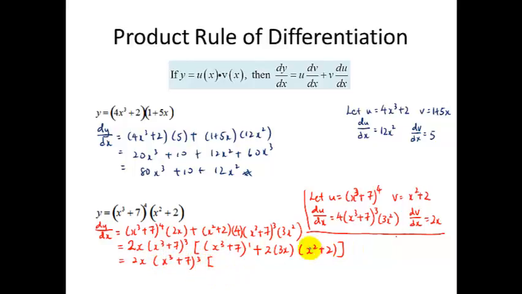Let me open up all the brackets here. And then I shall simplify. x cubed plus 6x cubed, that's 7x cubed. This is my final answer.